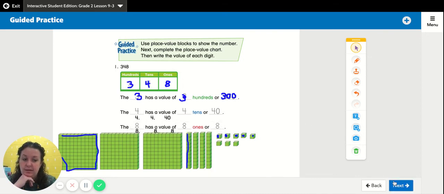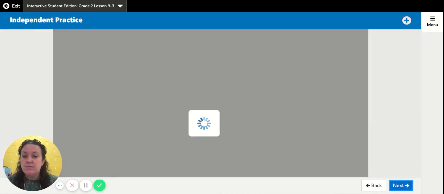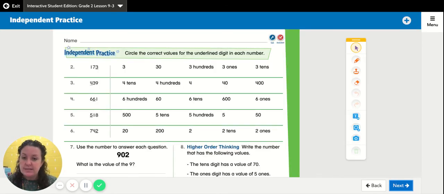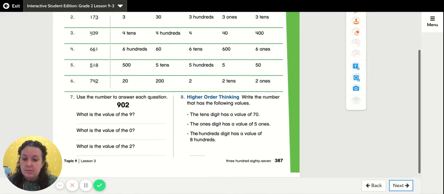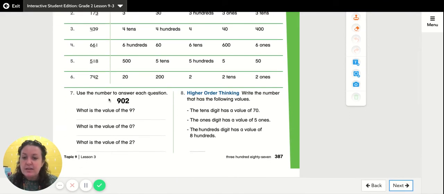Okay? All right, let's go over your instructions for your practice. You'll work on the independent practice, and it says circle the correct value for each underlined digit. So if this 3 is in the ones place, how much is that worth? There's more than one right answer, so be sure to circle all the right answers. This 4 in this place, how much is that worth? Okay. Number 7, use the number to answer each question. What is the value of the 9? You can write it here. What is the value of the 0? And what is the value of the 2?